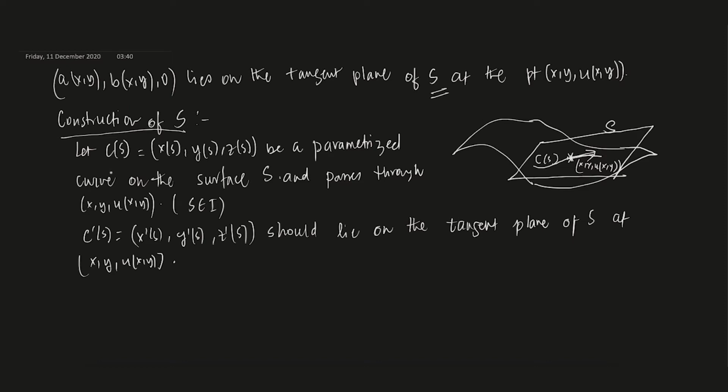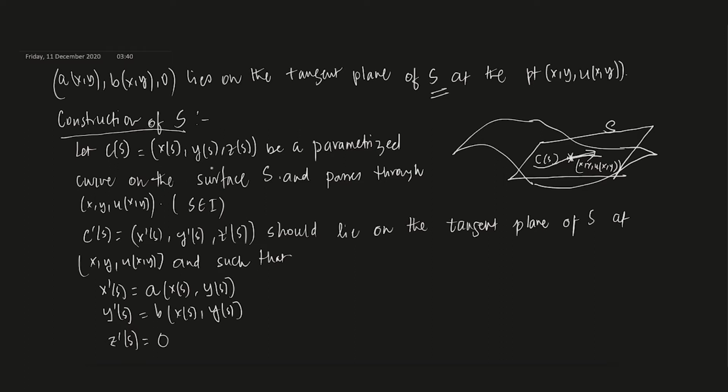We want this curve C of S to be such that x prime of S equals A of x of S, y of S, y prime of S equals B of x of S, y of S, and z prime of S is in this case 0. We want this to happen. Please understand, it's not that any curve will do this. We want a parameterized curve which lies on S such that at any point x, y, u of x, y, these three equations hold. A, B, 0 lies on the tangent plane, and this curve is in our hands. We want the tangent vector at that point to represent this particular vector. So we get three such equations.